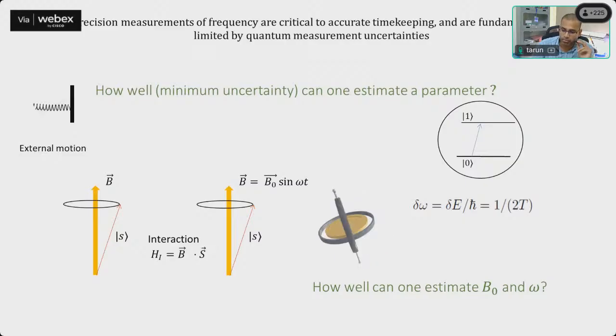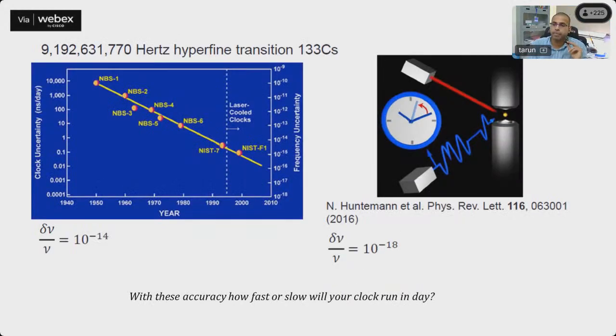So now let's go to the evolution of the atomic clock. The left plot shows how precision has improved over the years, how they have reduced the uncertainty. And now we are in an era of atomic clocks, where the uncertainty is 10 to the power minus 18.